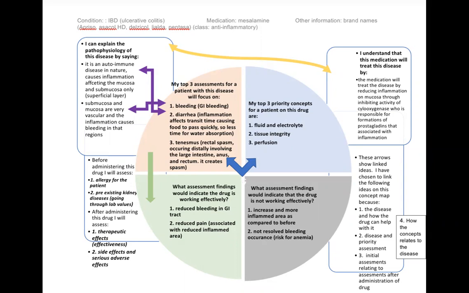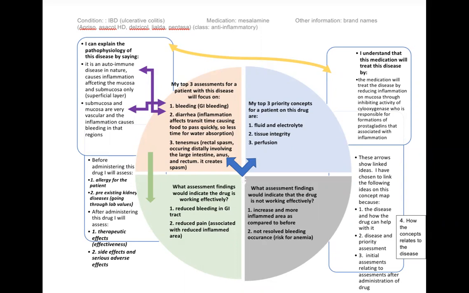The assessment finding that would indicate the drug is not working properly would be an increased and more inflamed area as compared to before. The inflamed area is moving through the large intestine. Assessment that could be done includes conducting an OPQRSTU pain assessment and sigmoidoscopy. The second one would be unresolved bleeding. Some assessments include going through the complete blood count for hemoglobin and hematocrit. Others would be still seeing blood in stools. The patient has pallor and low blood pressure.